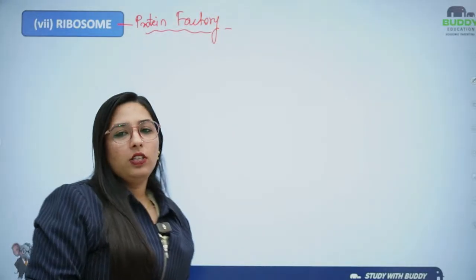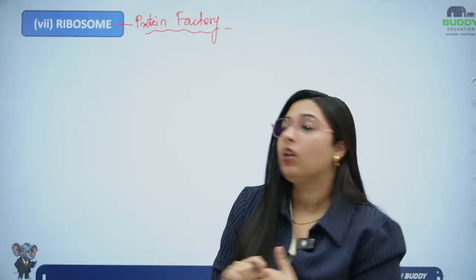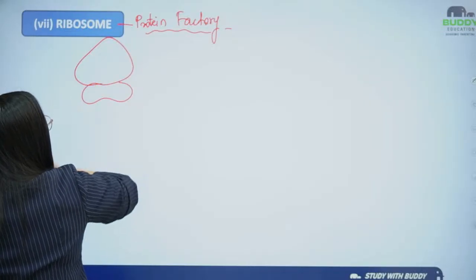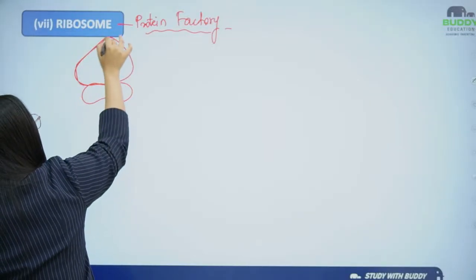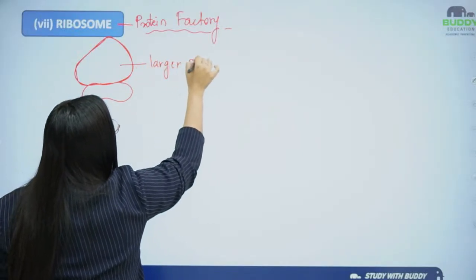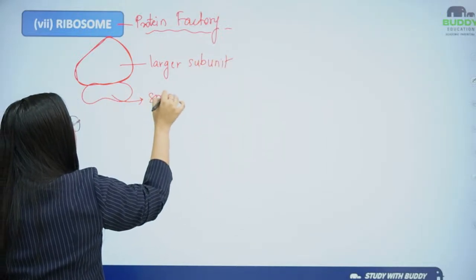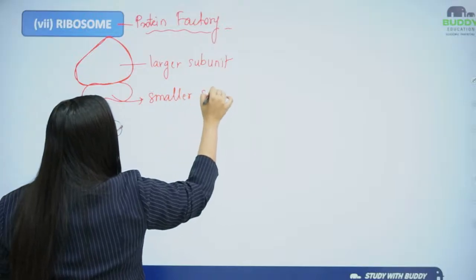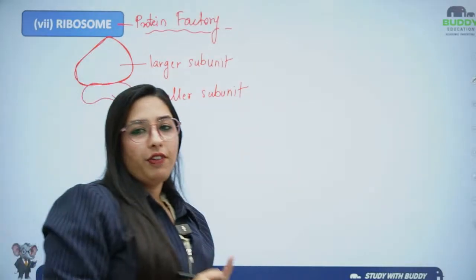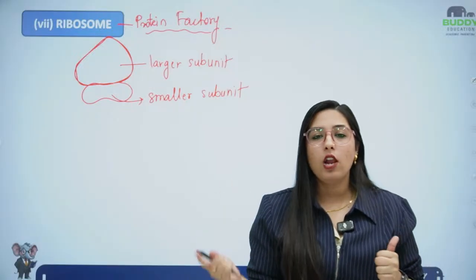Now, talking about the structure of ribosome. First let's look at the structure. The ribosome consists of two units. The bigger part is known as the larger subunit. The smaller part is known as the smaller subunit. So this is the structure of ribosome, which consists of two units: one is the larger subunit and the other is the smaller subunit.